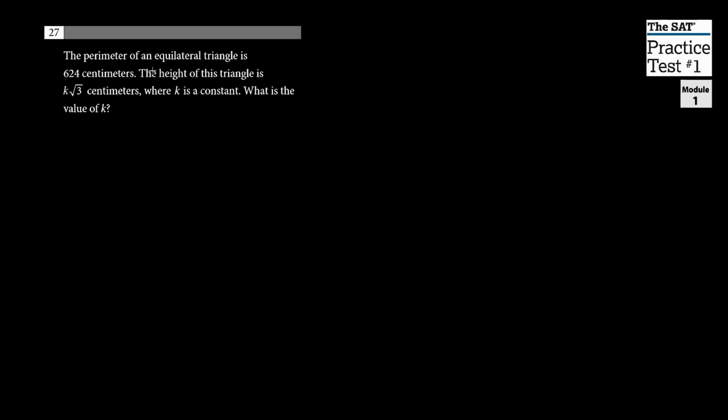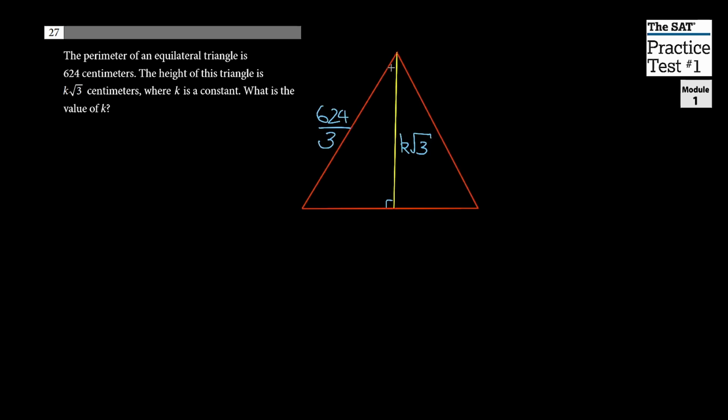So we've been given the perimeter of an equilateral triangle and the height of the triangle, and we're supposed to work out the value of k. As this is an equilateral triangle, each of the sides is 624 divided by 3 long, in centimetres. I've put on the height of the triangle as k root 3, and we're supposed to work out the value of k.